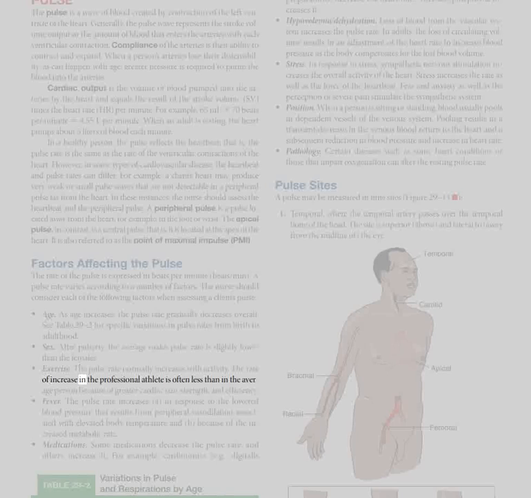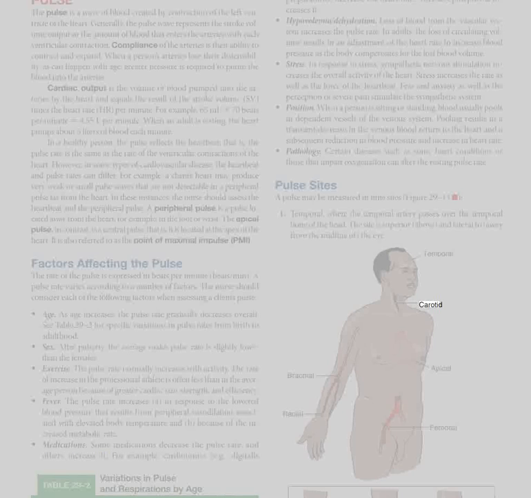The rate of increase in the professional athlete is often less than in the average person because of greater cardiac size, strength, and efficiency. Fever. The pulse rate increases, A, in response to the lowered blood pressure that results from peripheral vasodilation associated with elevated body temperature, and B, because of the increased metabolic rate. Medications. Some medications decrease the pulse rate, and others increase it. For example, cardiotonics, for example, digitalis.